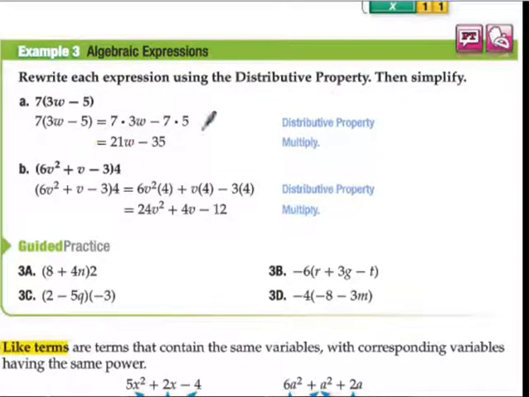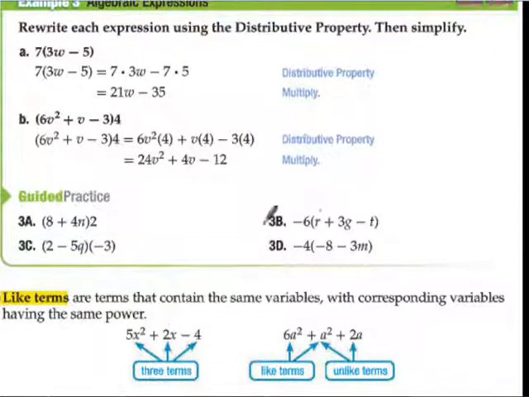We can also rewrite algebraic expressions with the distributive property, and we've done some of this already with simplifying things. Let's go ahead and take a look down here. Pause the video. See if you can get the same answers that I get. Try 3A, B, C, and D. Go ahead and pause the video now.